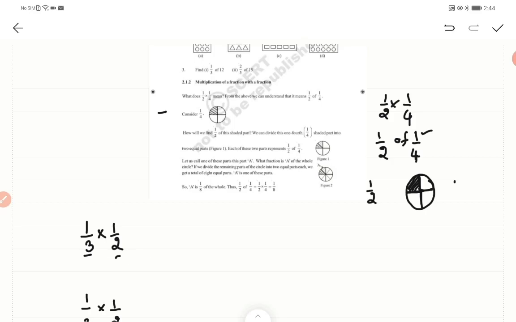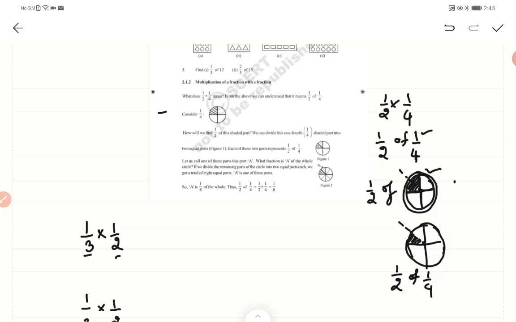So 1 by 2 of this 1 by 4, how will you draw? What does this mean? From this 1 by 4th, you want half of it. So this region again you are halving. So how will you get this picture? You will get it like this. Only this portion is shaded now. So this is nothing but 1 by 2 of 1 by 4.